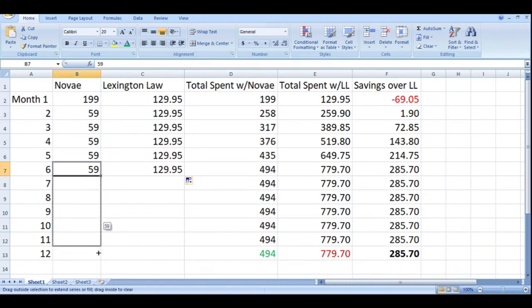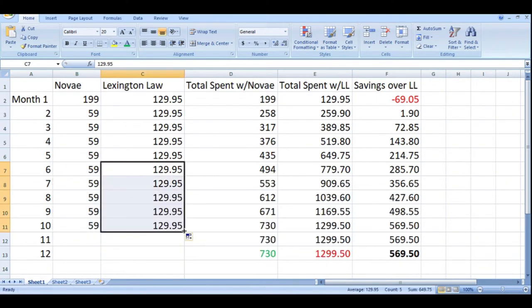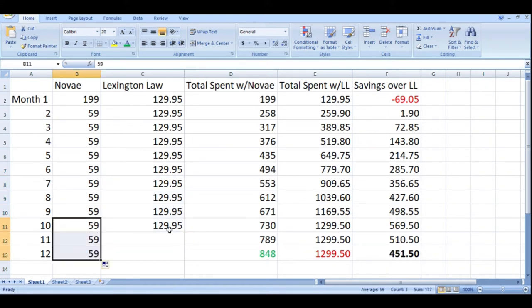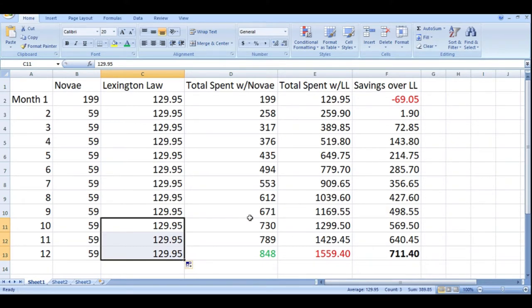So let's keep going. Let's go all the way down to month 10. So month 10, you've spent $730 with Novae, and you spent almost $1,300 with Lexington Law. You overpaid by $570. Where else could that money be going? Let's finish out the year. So let's say you stayed the course, you hammered it through all 12 months. You spent $848 with Novae, and you spent $1,559 with Lexington Law. You overspent $711 for the year. That could have paid off a credit card. That could have paid a few car payments. That was a whole month's worth of mortgage. That was clothes on backs, food on table that you could have spent somewhere else and got more.